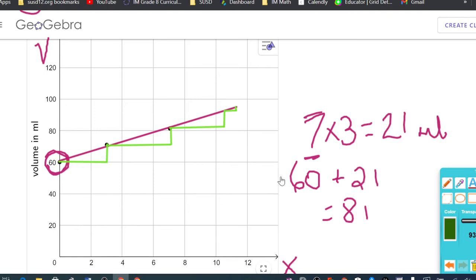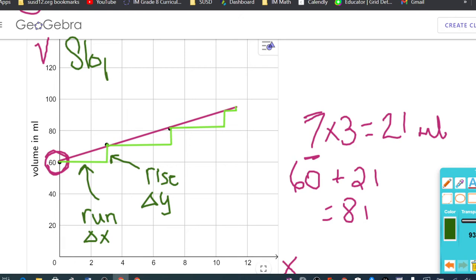The base of this triangle gives you the run or the horizontal change, the change in x. And the height of this triangle gives you the rise. Also, you can call that the change in y, the vertical change. Let me remind you that the slope of a line equals the change in y, the vertical change, divided by the change in x, the horizontal change. This ratio gives you the slope of a line.